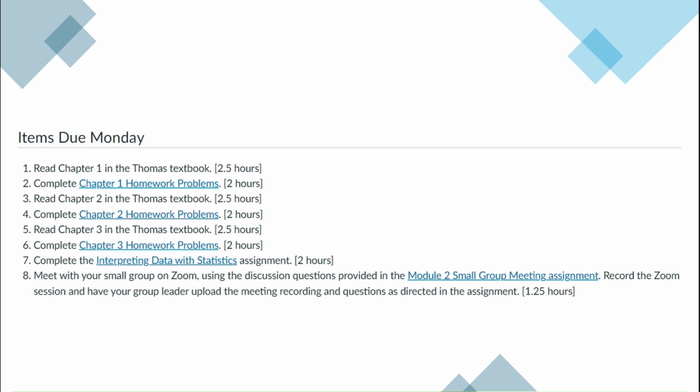For Monday, we'll look at these 3 chapters in our main book, which is the Thomas textbook, which hopefully you've been able to get some form of a copy of. The homework problems are listed in the assignment, so you don't need to worry about getting the exact same problems in the book. They're all listed on Canvas.